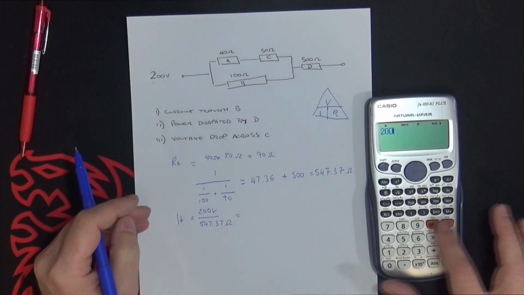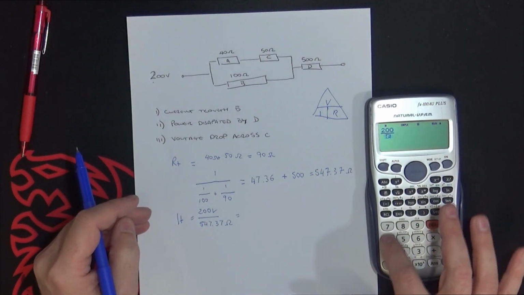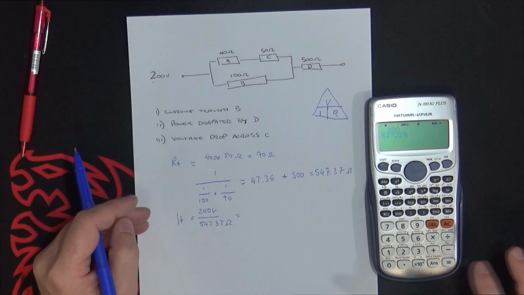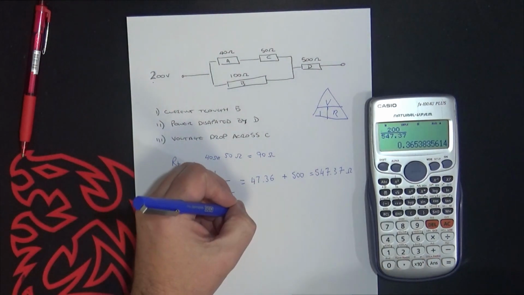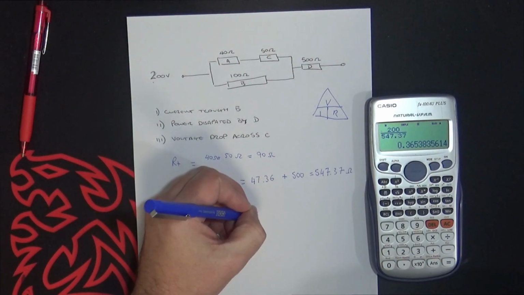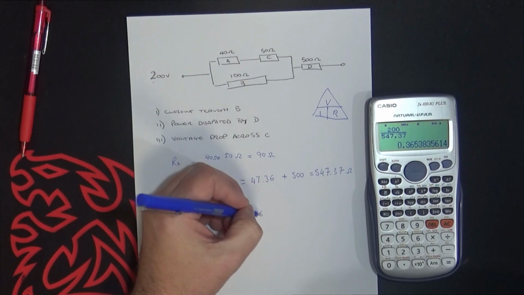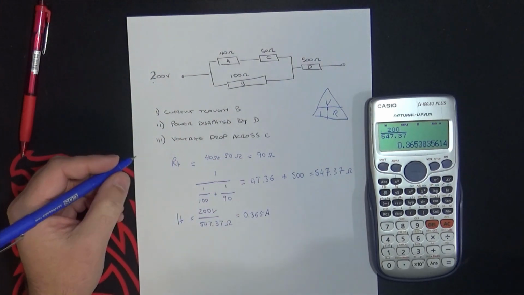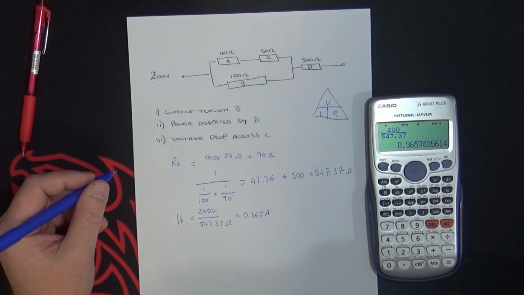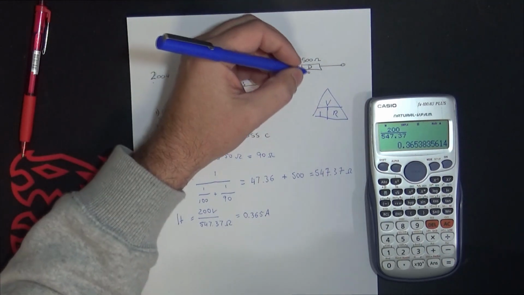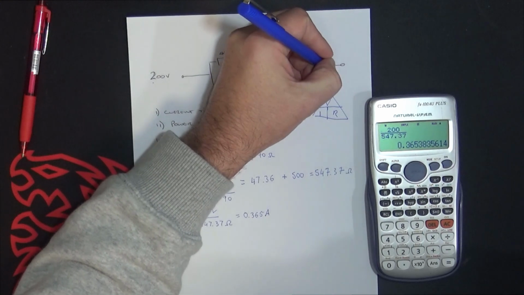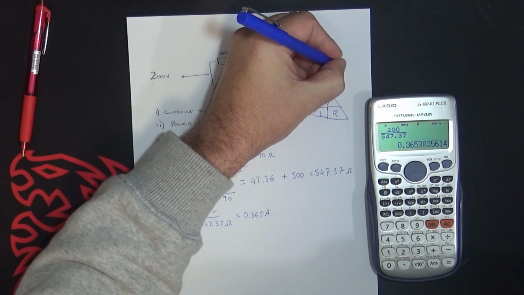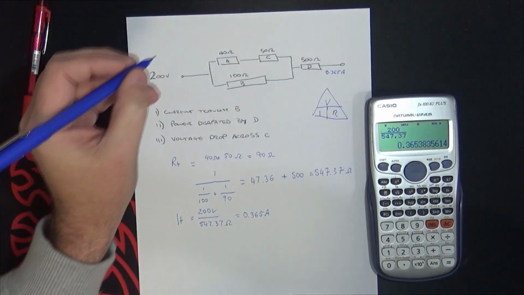So it's 200 over 547.37 equals 0.365 amps. Alright, now I can label this in here, 0.365 amps, to give me the idea of what's going on.